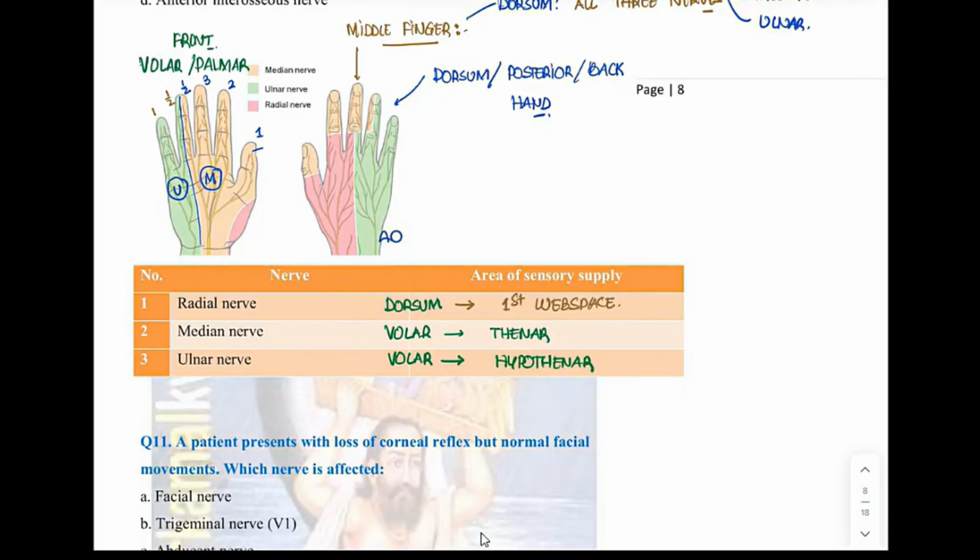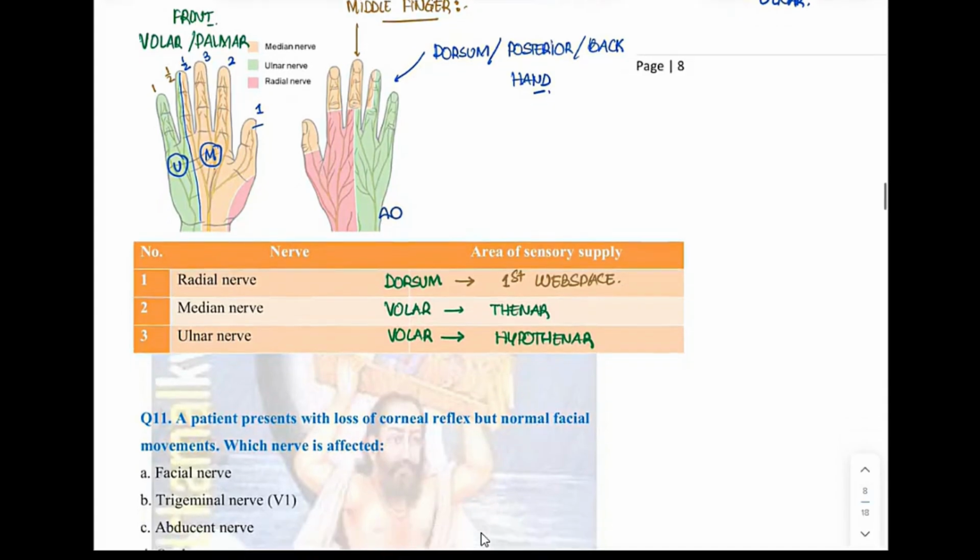And where is the hypothenar area? This is the hypothenar area, right? So the hypothenar area is tested to check the nerve supply provided by the ulnar nerve. The thenar area is tested to check the nerve supply provided by the median nerve. And the first web space dorsum is for checking the radial nerve. So please remember this cutaneous distribution of the hand, very important from the exam point of view.